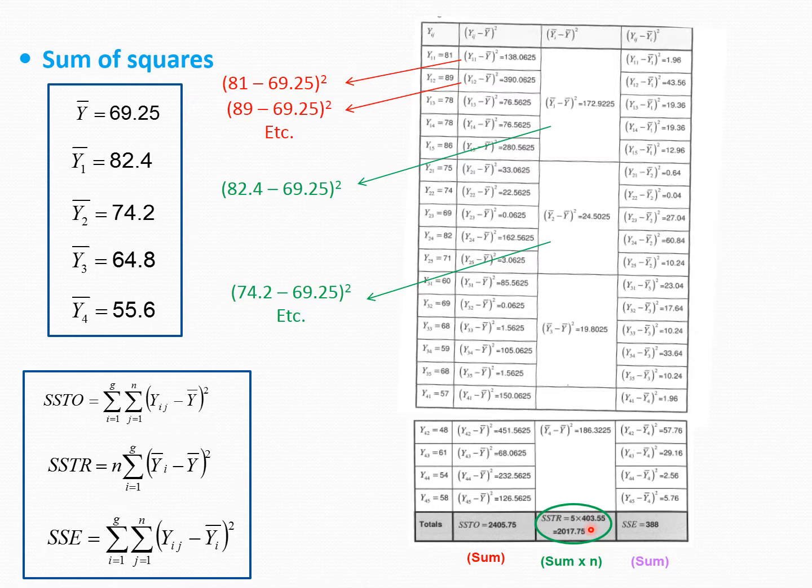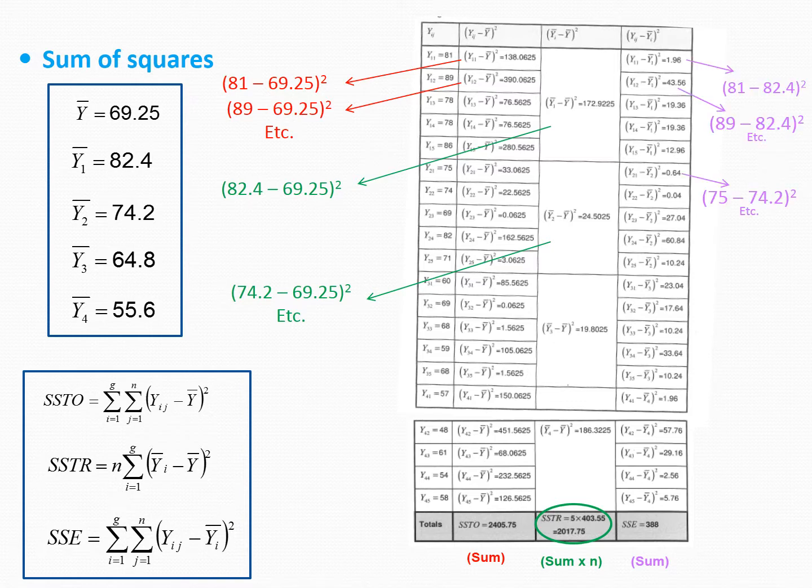that column. Then you multiply by n. So in our case, the number of observations per group was 5. So you will multiply the sum by 5 and you get your treatment sum of squares. Then the last column shows you the calculations for the error sum of squares.